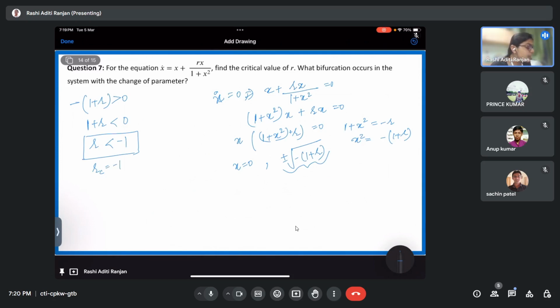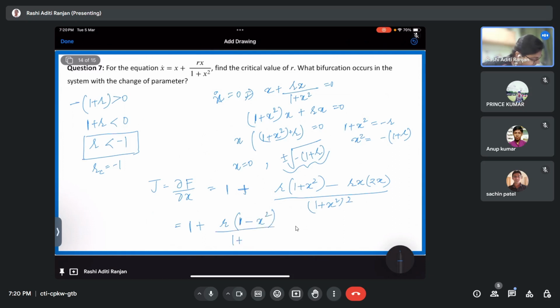Okay, now coming on to how the system is going to behave. So for that I'll find the Jacobian. So the Jacobian would be 1 plus the differentiation of the first function, which would give me r into 1 plus x square, and then I'll have a minus rx into 2x, whole divided by 1 plus x square whole square. Correct? This is going to give me 1 plus r plus rx square minus this, so it is going to be r into 1 minus x square divided by 1 plus x square whole square.